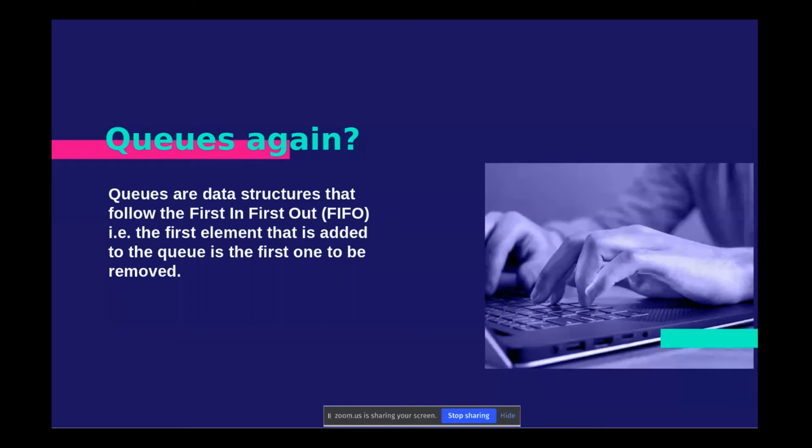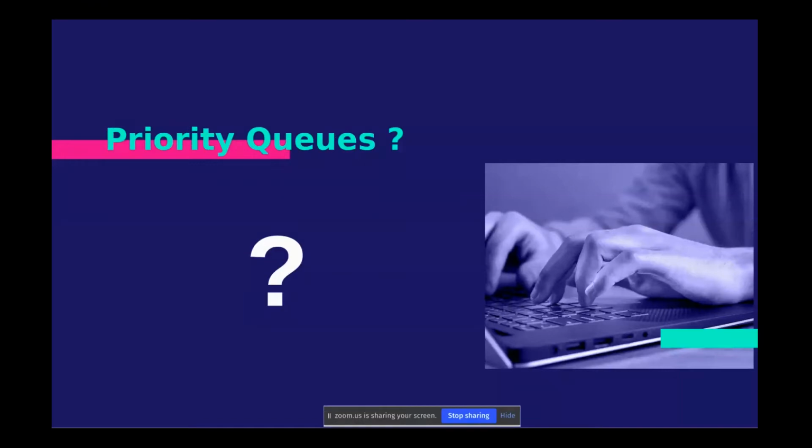Okay, let's move on to priority queues. What are priority queues? As the name itself suggests, the elements in a priority queue have a priority, a value, attached to them. So they are just normal queues, but every element in the queue has some priority. The highest priority elements present in our queue will be exited first, removed first.